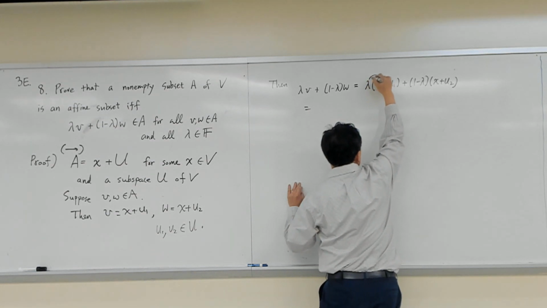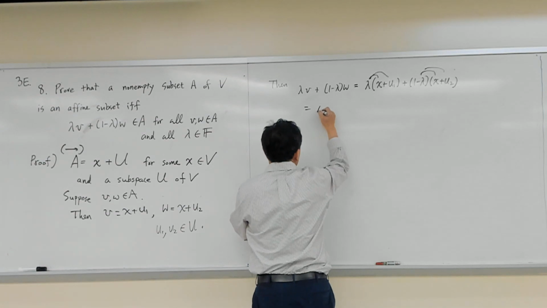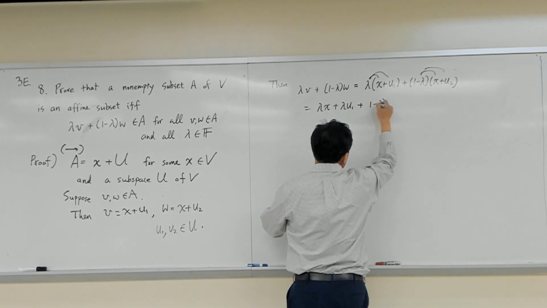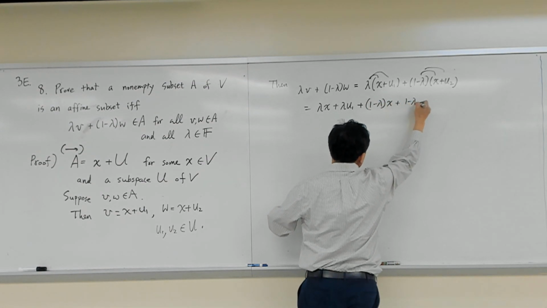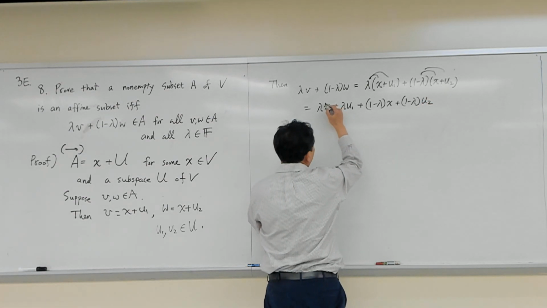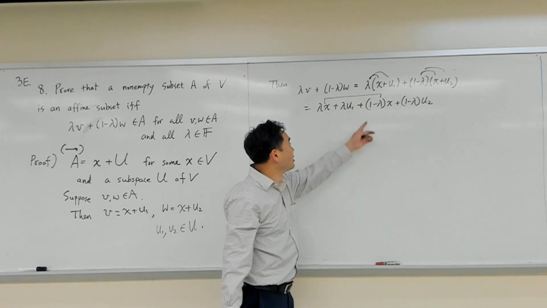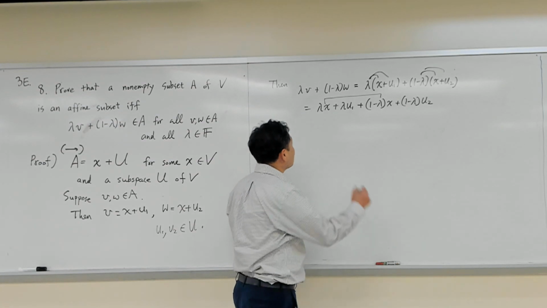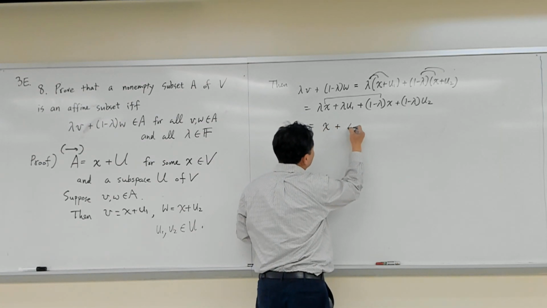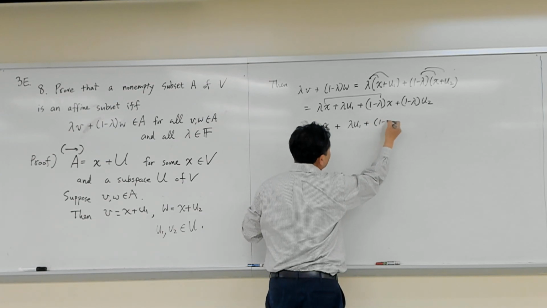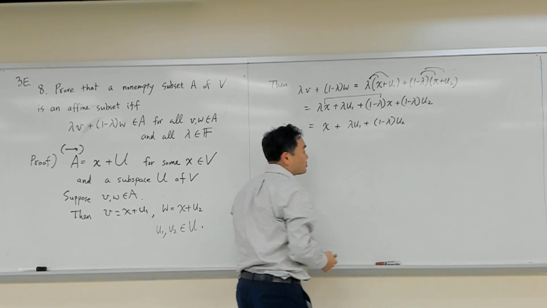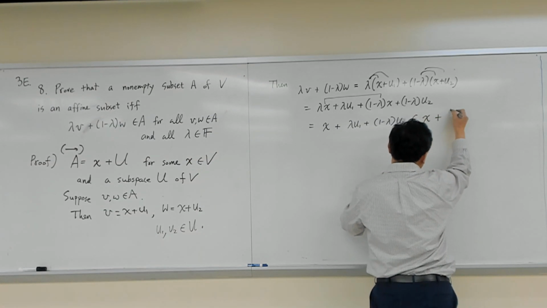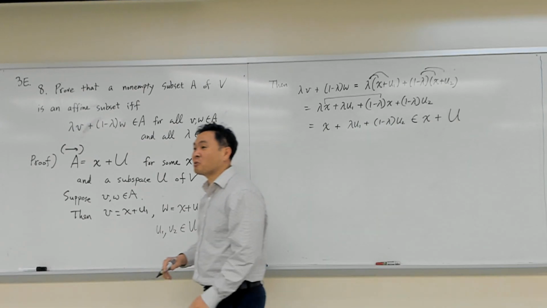Now expand, so that you have lambda times X plus lambda times U1 plus 1 minus lambda times X plus 1 minus lambda times U2. Now, do you see that these two things simplify? If you expand this, there's negative lambda X and positive lambda X, so they cancel, right? So you just end up with X plus lambda U1 plus 1 minus lambda U2. Okay, and I claim that this is in X plus U. Okay, who can tell me why that's true?